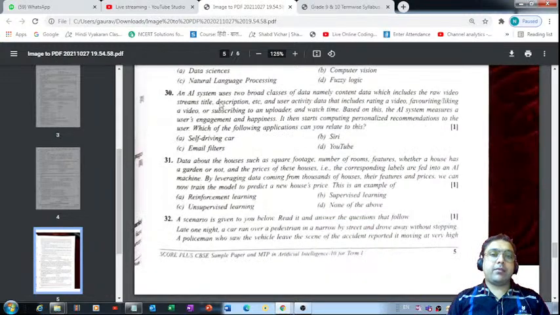An AI system uses two broad classes of data, namely content data, which includes raw video streams, title, description, etc., and user activity data that includes rating a video, favoriting, liking a video, or subscribing to an uploader, and watch time. Based on this, the AI system measures a user's engagement and happiness. It then starts computing personalized recommendations for the user. Which of the following applications can you relate to this?